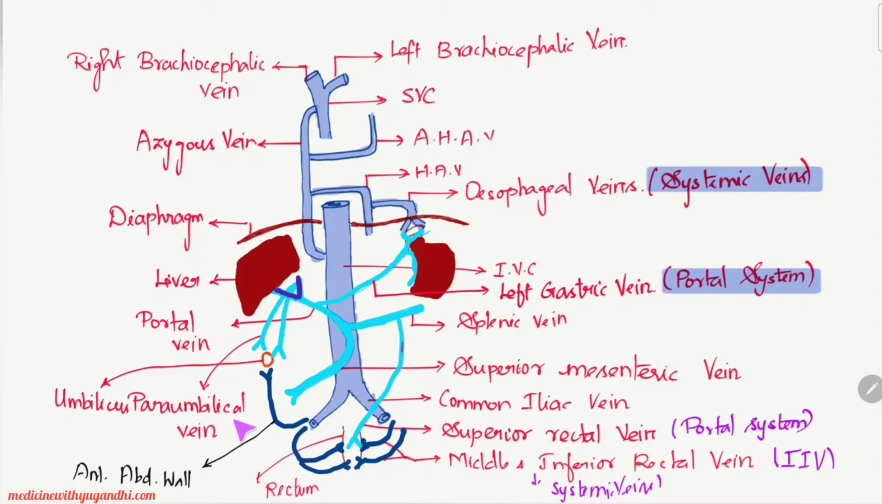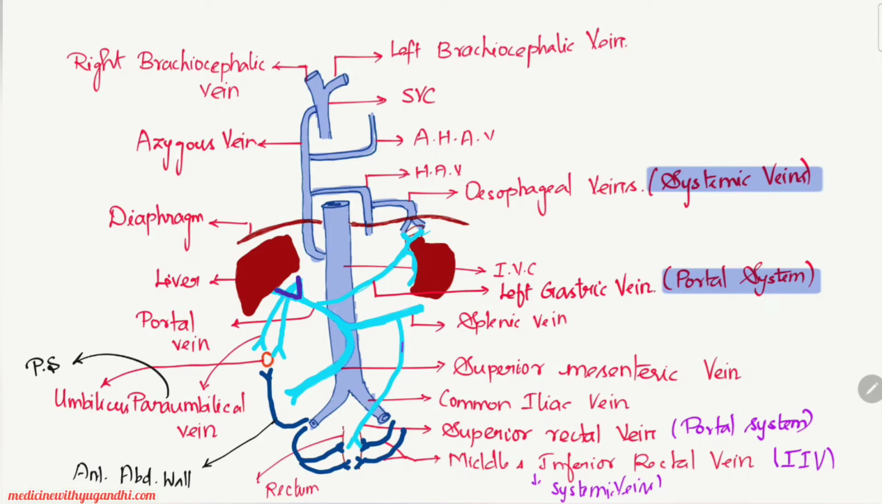See, these paraumbilical veins come under the portal system. How, in the sense, they drain into the left branch of the portal vein. What you are seeing here is the left branch and this is the right branch of the portal vein. As I already mentioned, once it reaches the liver, the portal vein divides into two branches, the left branch and the right branch. So the paraumbilical veins drain into the left branch of the portal vein, so they come under the portal system.